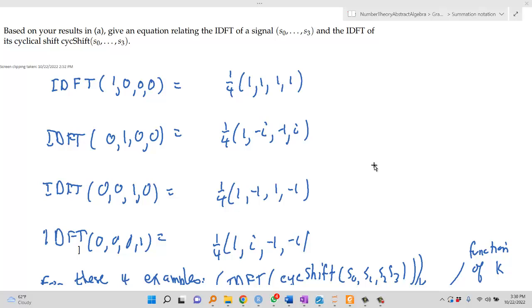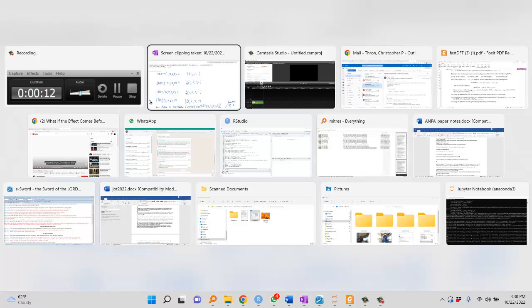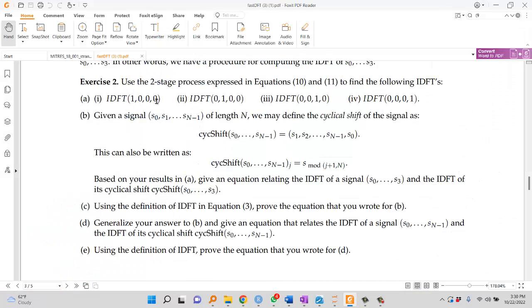All right, so what's the relationship between these? Well, here's where you have to be a little bit careful. When I originally made this video, I did it incorrectly. We defined cyclic shift here. Cyclic shift of S0, well, let's just do it for 4: S0, S1, S2, S3 becomes S1, S2, S3, S0. In other words, you take S0, move it to the end, and you move the other ones to the left.